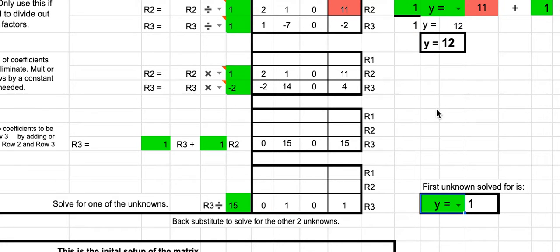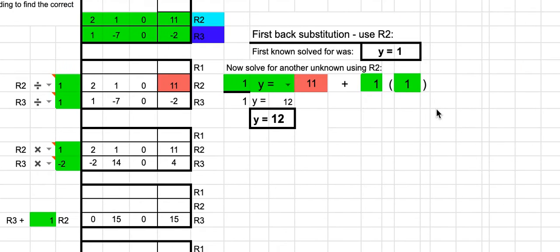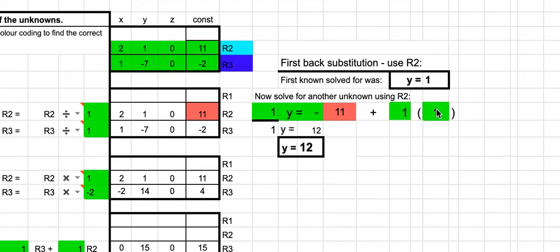Now I go into back substitution mode. Okay, in back substitution mode, what I'm doing is the next step, I know that y equals 1. And in this row, I've got x and y. So now I'm solving for x. And again, I know y equals 1. So how many x's are there in this row? There are 2 x's. So I change that to 2. Then I've got the 11 on the other side.